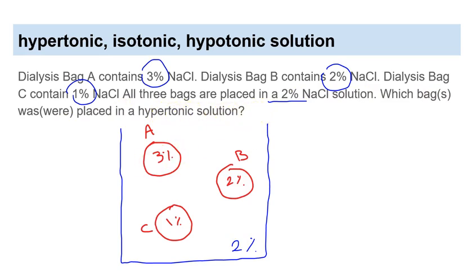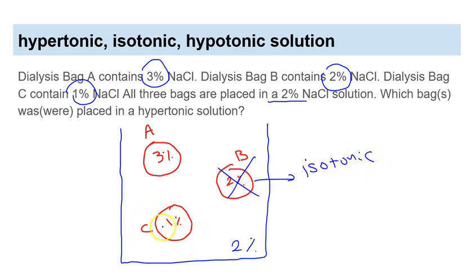The easiest thing that we can do is to cross out bag B because it has the same solute concentration in comparison with the solution inside of the beaker. So for bag B, the outside solution is isotonic. So isotonic for bag B.